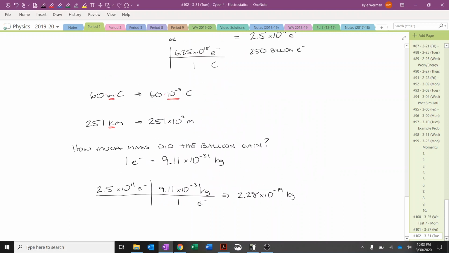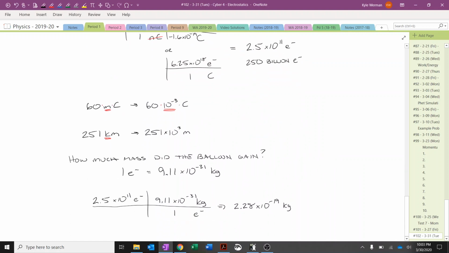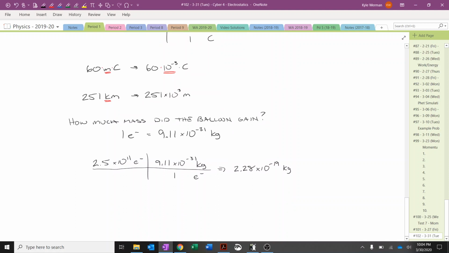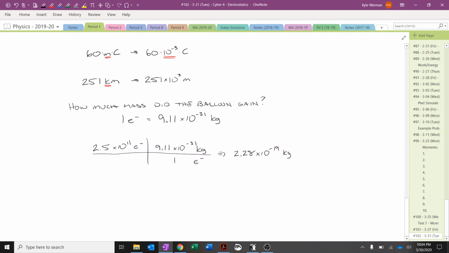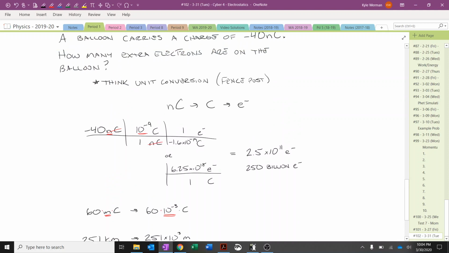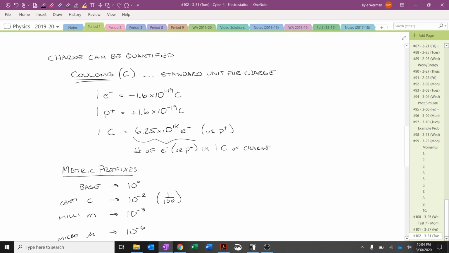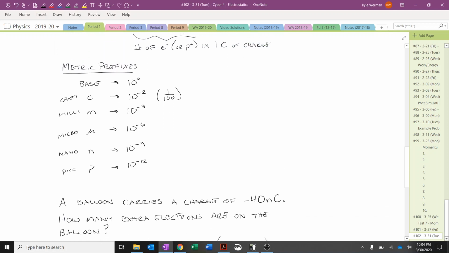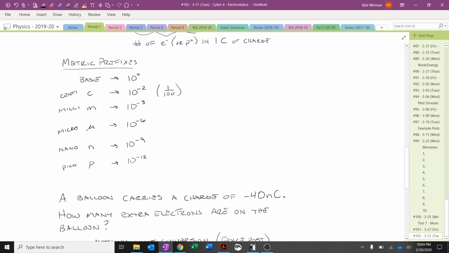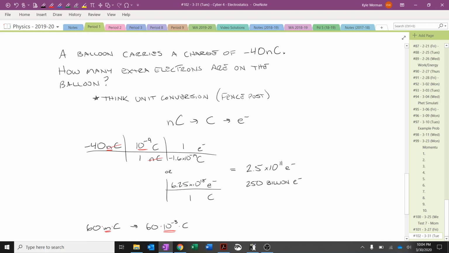So just a nice quick example of taking charge, determining how many extra or missing electrons are associated with that charge. Obviously, if it's a positive charge, you can quantify exactly how many missing electrons you have and how much mass it lost. So just, again, examples of some things we'll be doing, some skills we'll need to have. And of course, you'll be given any of these problems on a test. And you might even be given some of these metric prefixes. But I would get in the habit of memorizing centi, milli, micro, nano, and maybe even pico if you can remember that. And they're all multiples of 3 except for centi.